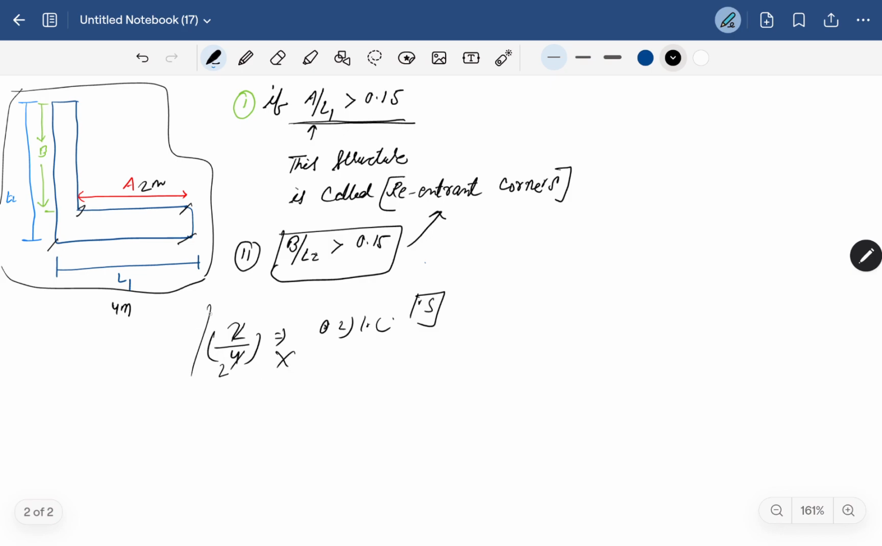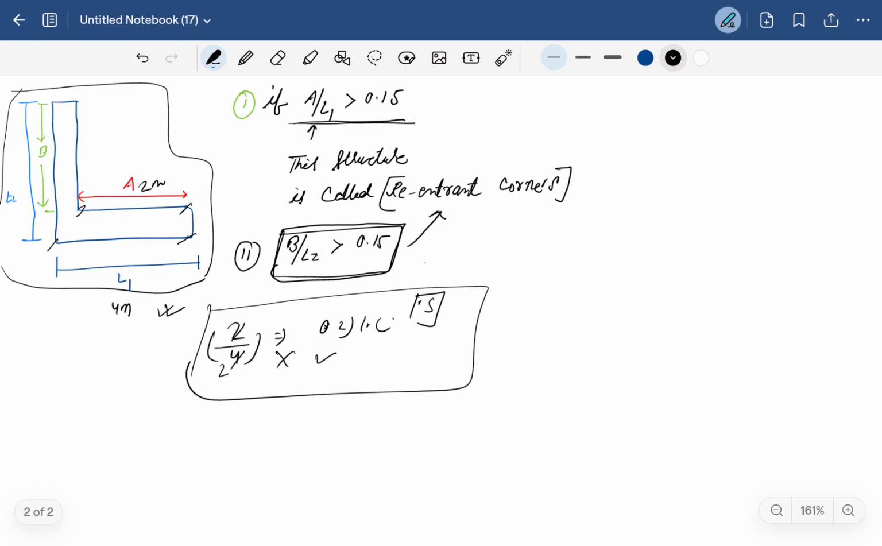So if your ratio is more than 0.15, meaning 15%, then in that case we say that this structure has reentrant corners. So this is how you will recognize whether your structure is reentrant or not. If your plan of the building has reentrant corners, then what will you adopt when you go for the analysis?